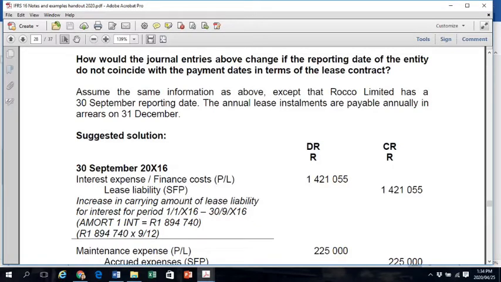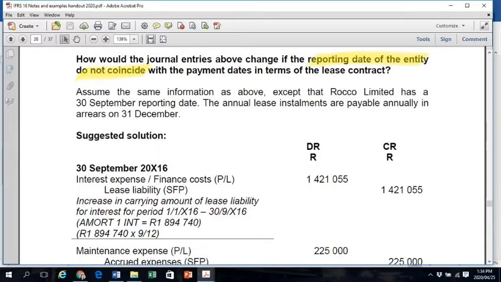In example 12, we look at the journal entries for the subsequent measurement of the lease liability. In the Rocco Limited example, the payment date and the year-end date of the lessee coincides. How would the journal entries now change if the reporting date of the entity do not coincide with the payment dates in terms of the lease contract?